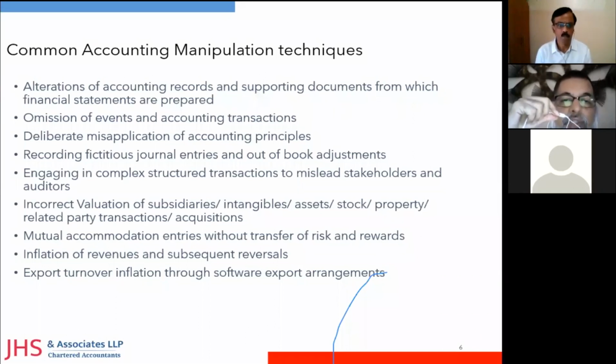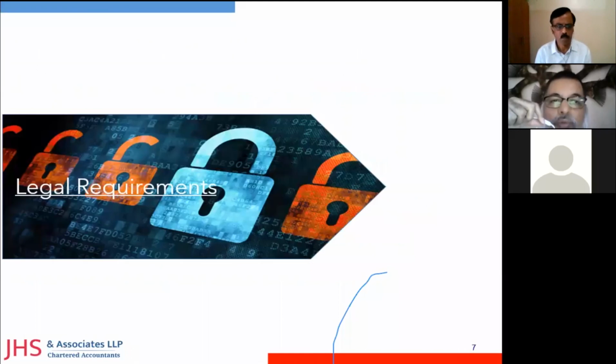Incorrect valuation of subsidiaries, intangible stock, property, related party transactions. So all these are some key examples in which accounting manipulation happens. Because of paucity of time, I will not be able to explain each and every line item on the slide. However, I'll pick up the key areas and explain them to you.